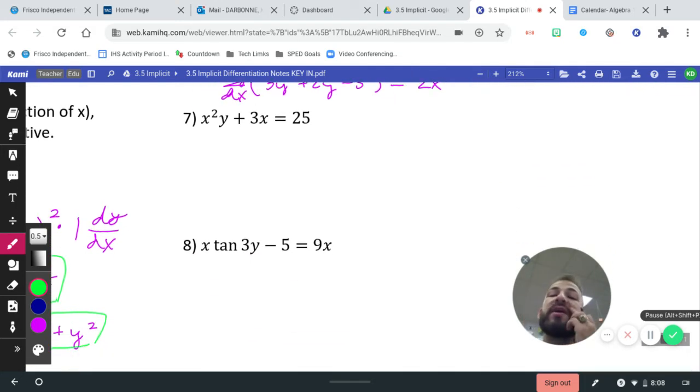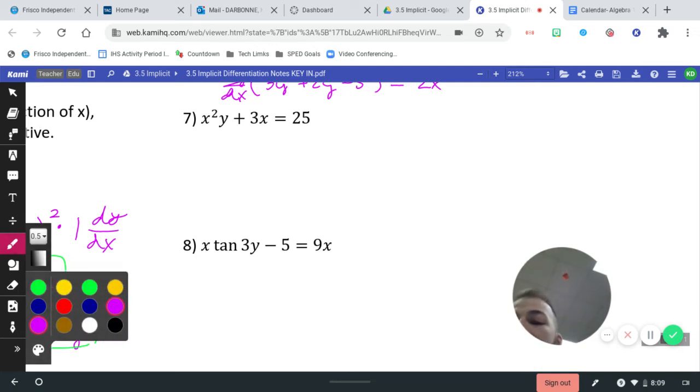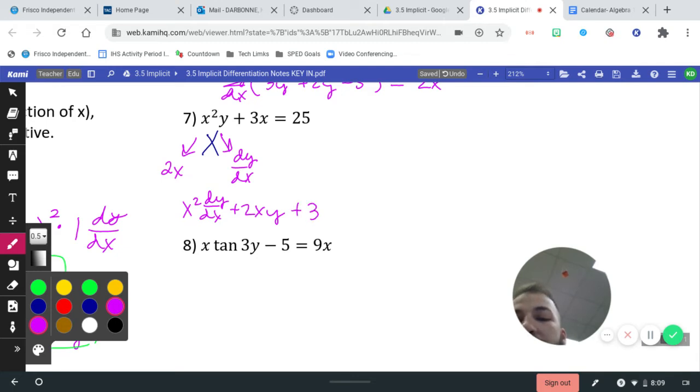So 7's a little bit harder because we have that x squared y, so that's another product rule. So this time when we derive it, we're going to have to apply the product rule for that term. So derivative of x squared is 2x, and I'm not going to keep writing dx/dx. We already know it becomes 1. Derivative of y is 1 dy/dx. Then we can cross multiply. So x squared times dy/dx, 2x times y, then plus 3, x goes away, and 25 just becomes 0.